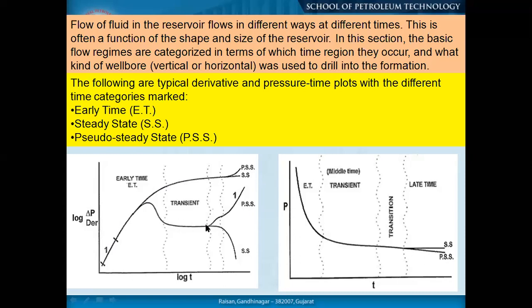Once we move out from this, we are getting the boundary effect. Boundary effect, you see steady state, pseudo steady state. What is the meaning of it? Steady state means you are getting more support from here. Support means you may have some drive support.